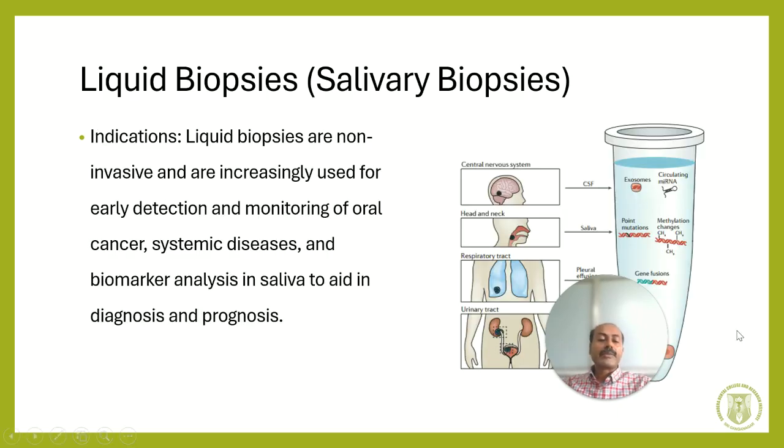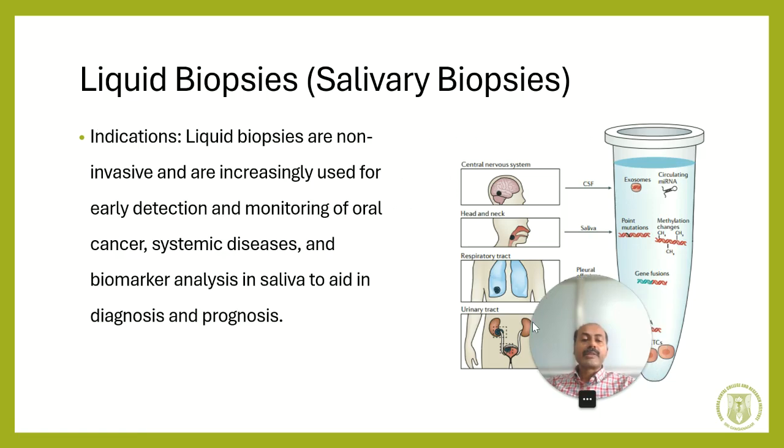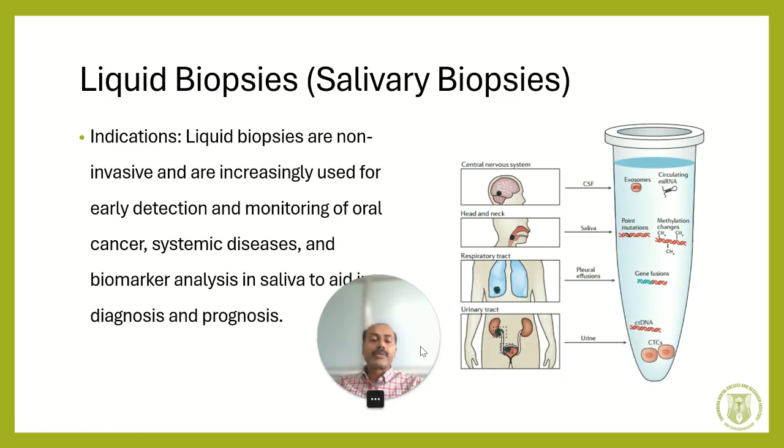So these are the various procedures, various techniques and various fluids which can be used. CSF is used for central nervous system cases. Saliva can be used for head and neck lesion cases, pleural effusions for the respiratory tract, and urine for the urinary tract. So liquid biopsies are non-invasive and are increasingly used for early detection and monitoring of oral cancer, systemic diseases, and biomarkers in saliva to aid in diagnosis and prognosis.